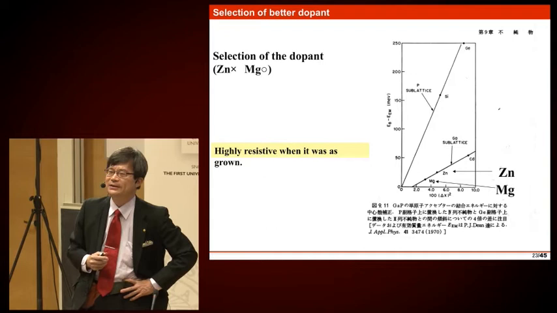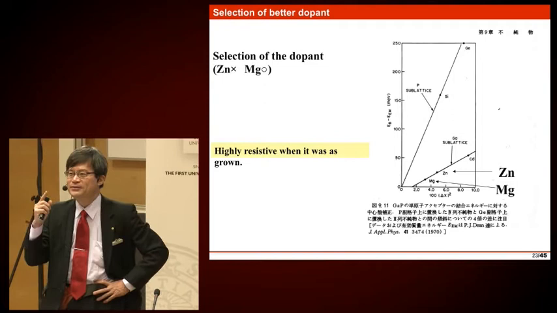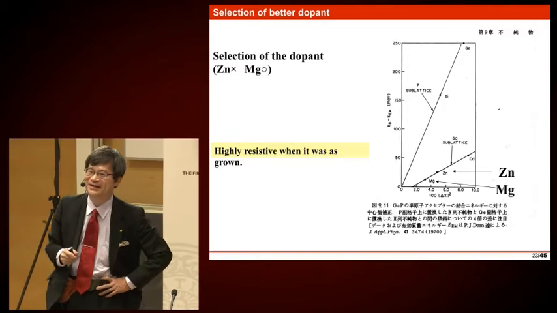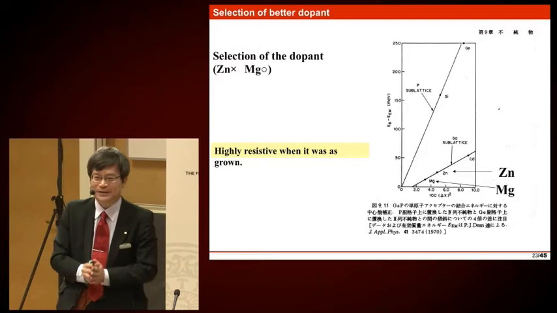But at that time, the magnesium metal organic source, cyclopentadienyl magnesium, was too expensive for a research associate. So I begged Professor Akasaki to let me buy some, and he was so kind as to allow me to buy the sources. After waiting several months, we started the growth of magnesium-doped gallium nitride.